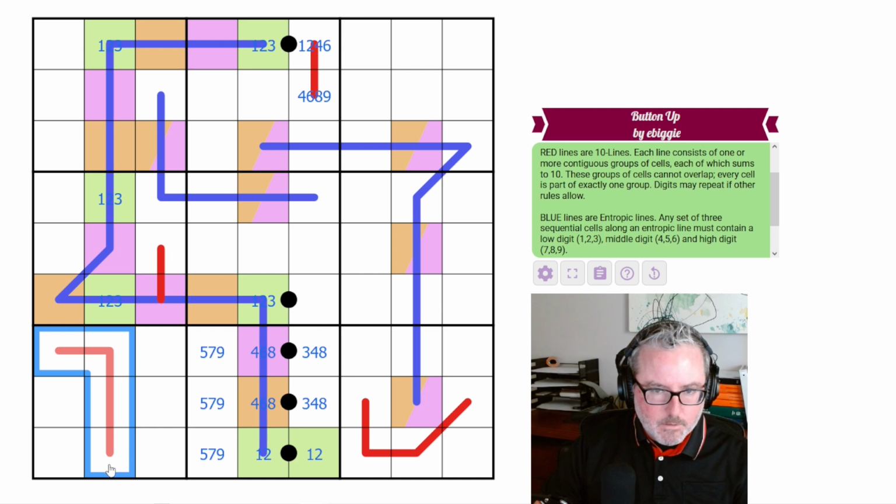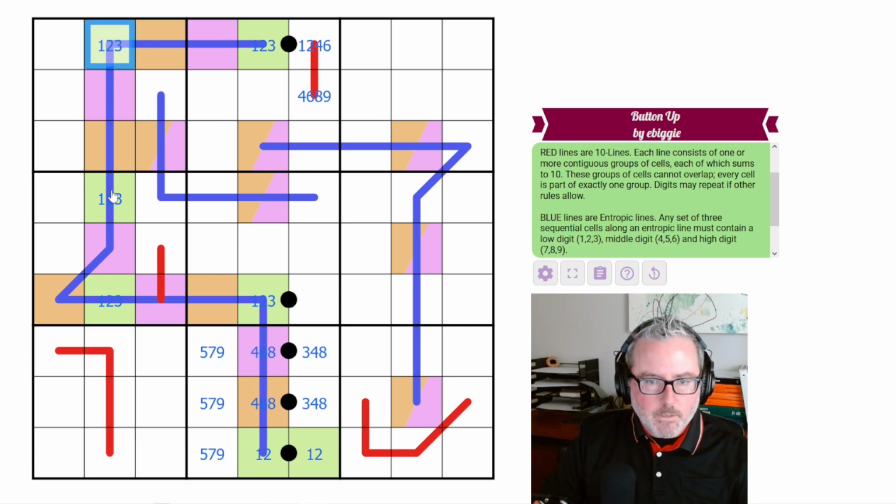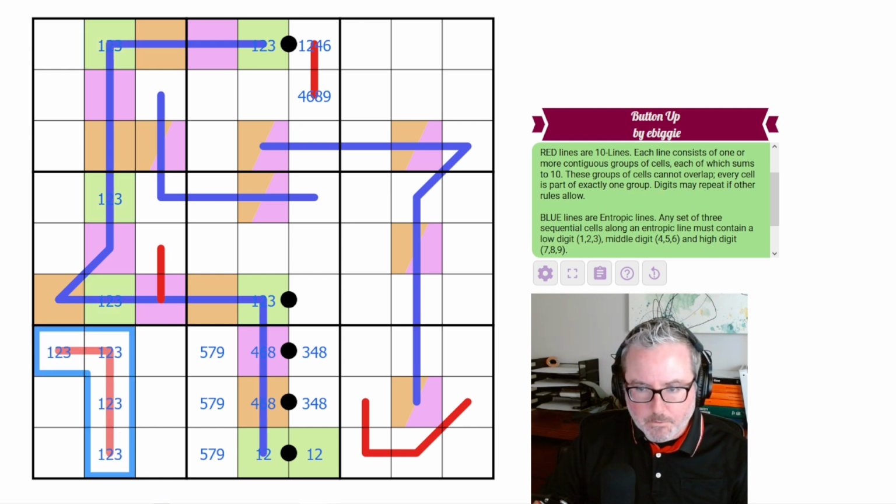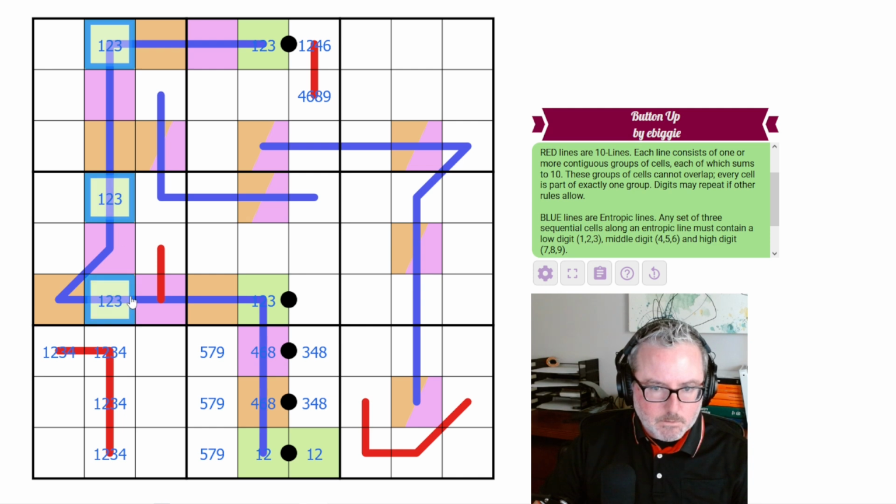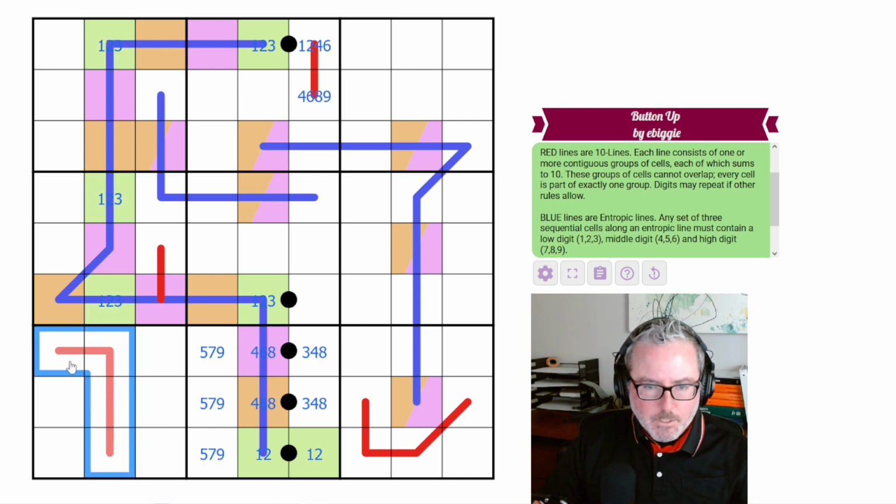What about this guy over here? Okay, well, there's something. This can't be a 4-cell 10 line, because we already have 1, 2, and 3. So to make 4 cells is 1, 2, 3, 4. Clearly, these can't all be low digits. So if we know it's not 4-cell, it must be 2 cells, because obviously it can't be 1 and 3.